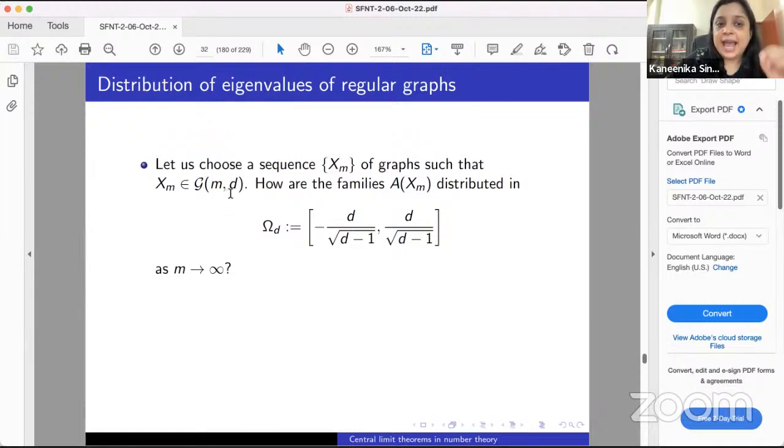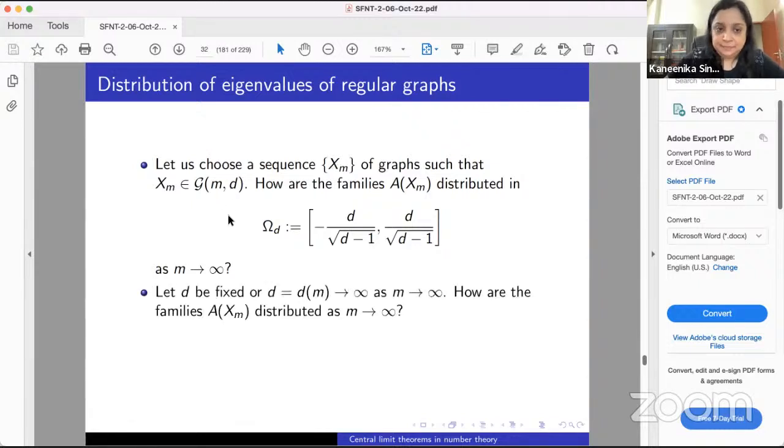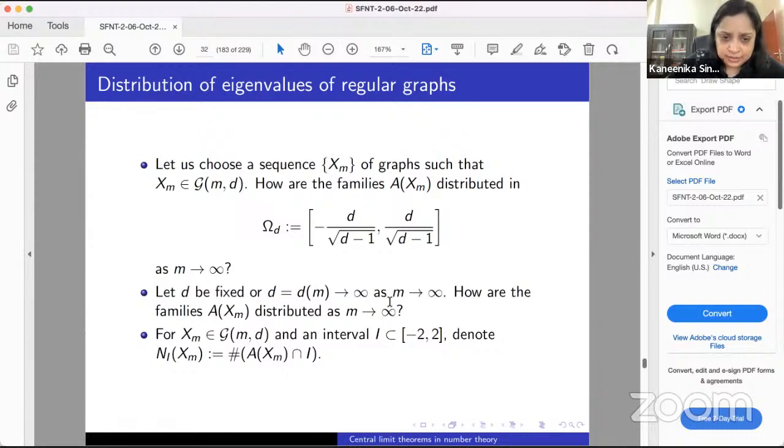Okay, so if D is fixed and our M goes to infinity, the families G of M comma D still keep growing. The question is, how are the families of eigenvalues distributed? So what we have done is, for each M, we have chosen a specific graph in G of M comma D. The other question one can ask is, what happens if you let D also grow along with M? Then how are the families of A of X sub M distributed as M goes to infinity, and this distribution can be studied in terms of the corresponding counting functions.